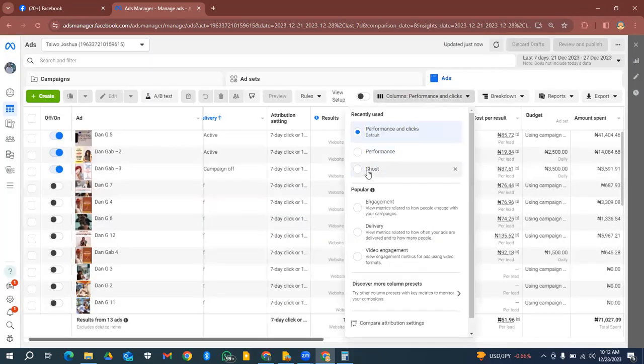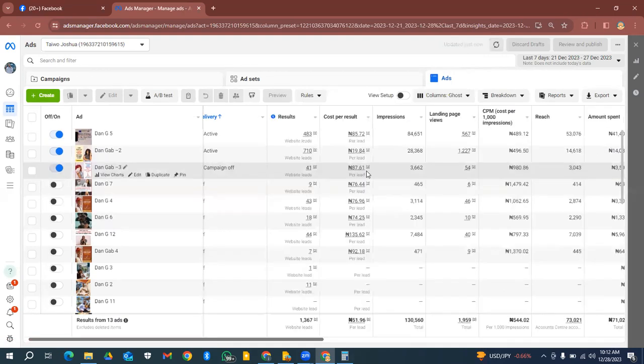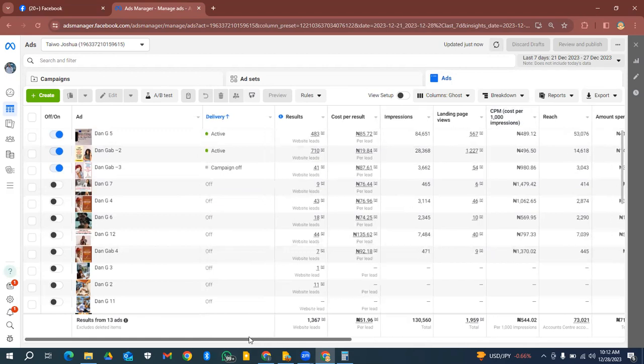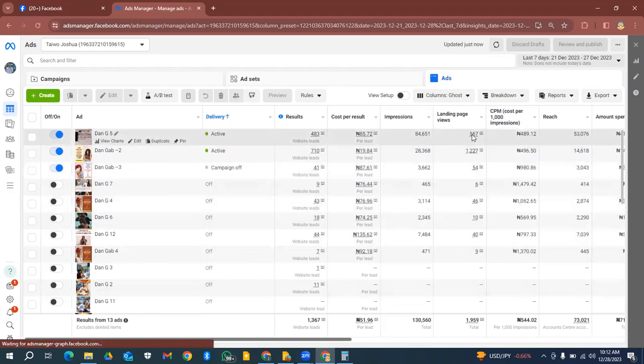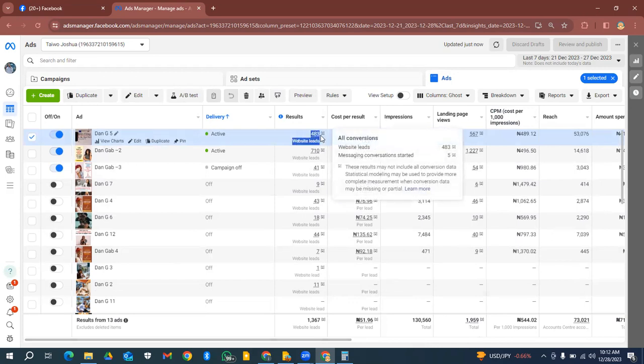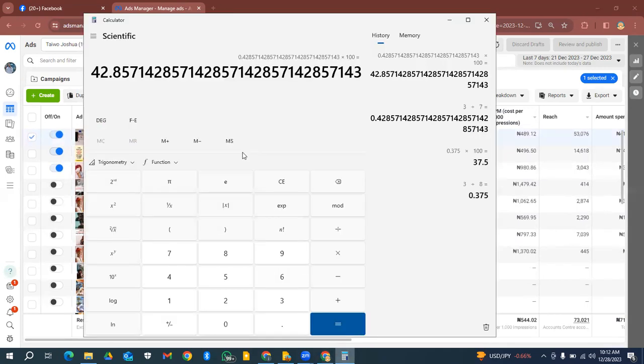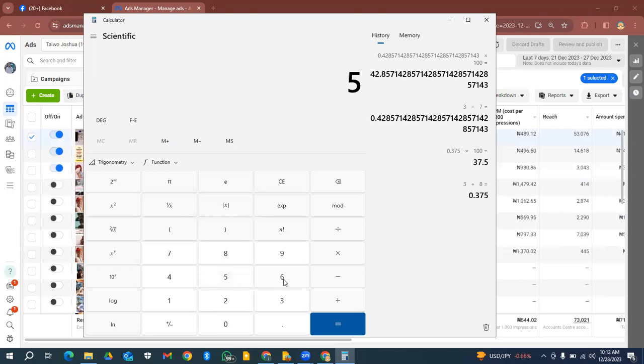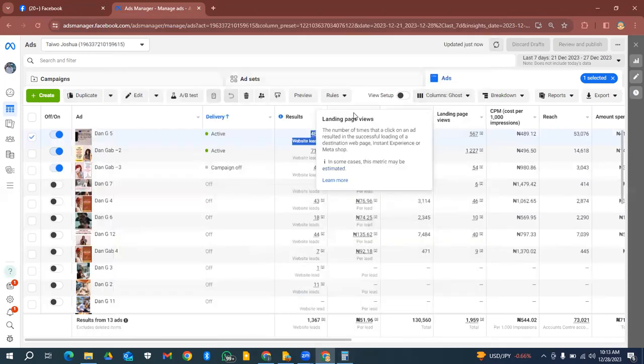So let's go back to our landing page. We want to see how many people landed on our page versus how many people filled in their information, right? So look at it here. We have 567 people who landed on our page, 483 people filled in their information. So let's go back to our calculator. 5, 6, 7. Oh, sorry. So basically, to do that, you divide the number.